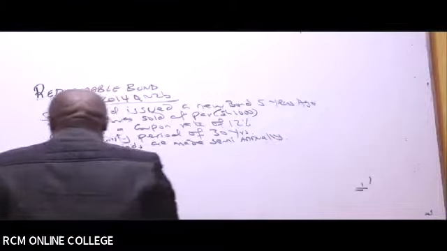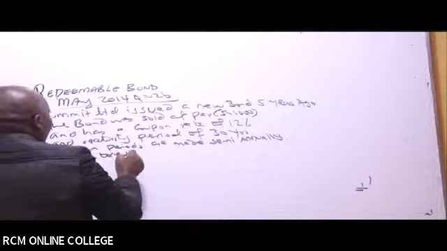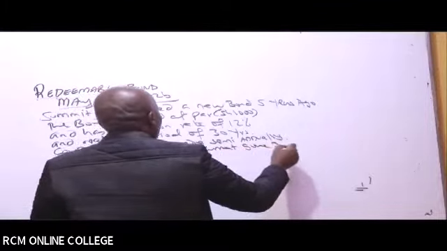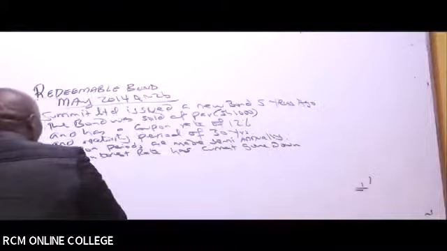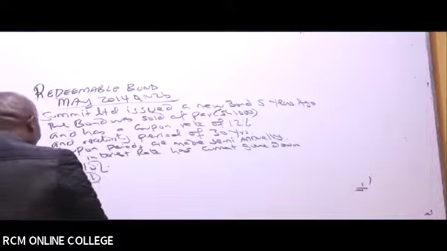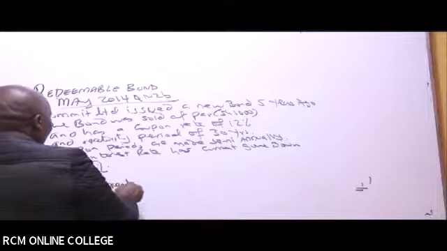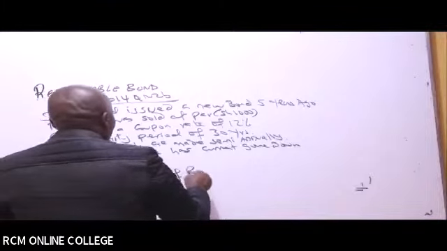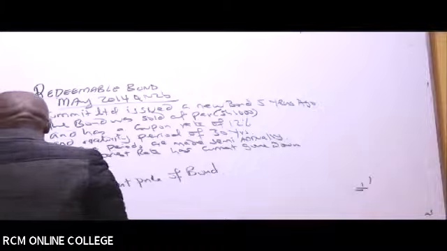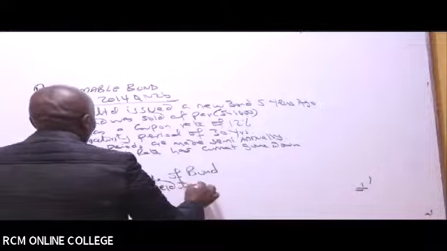The interest rate has currently gone down to 10%. So we are required to find three things, very important. Number 1, the current price of the bond. Number 2, the current yield to maturity.